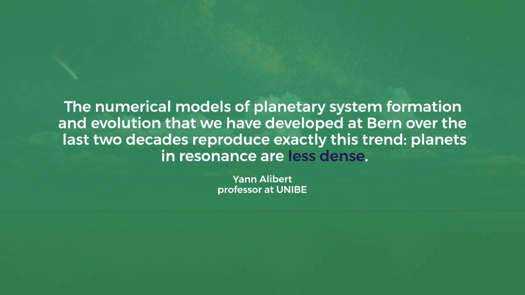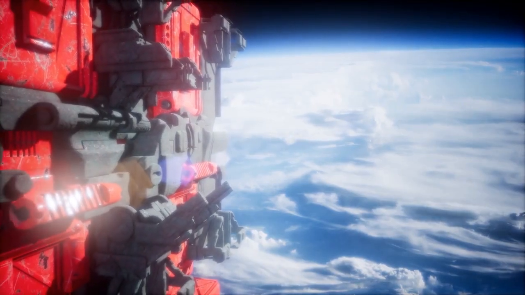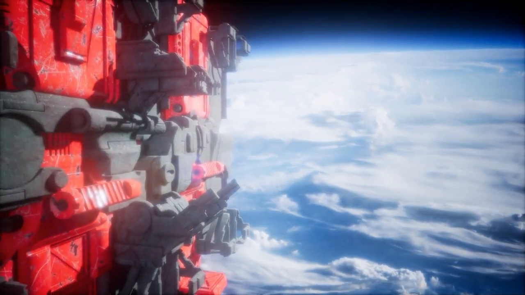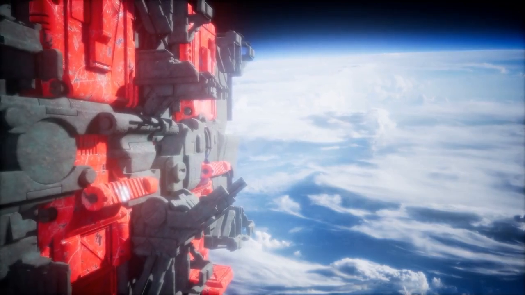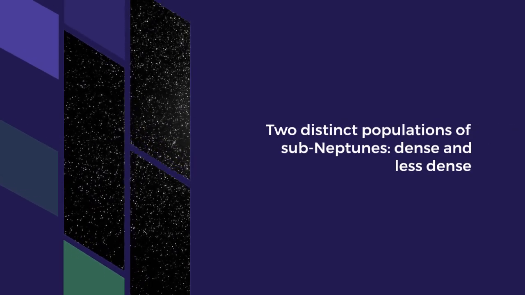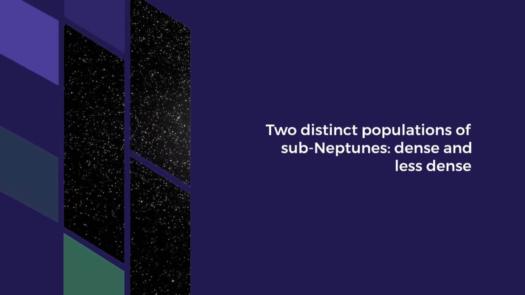The numerical models of planetary system formation and evolution that we have developed at Bern over the last 2 decades reproduce exactly this trend. Planets in resonance are less dense, said Jan Alibert, professor at UNIBE. This research confirms that most planetary systems have experienced giant collisions, similar to the one that formed our moon, resulting in 2 distinct populations of sub-Neptunes, dense and less dense.